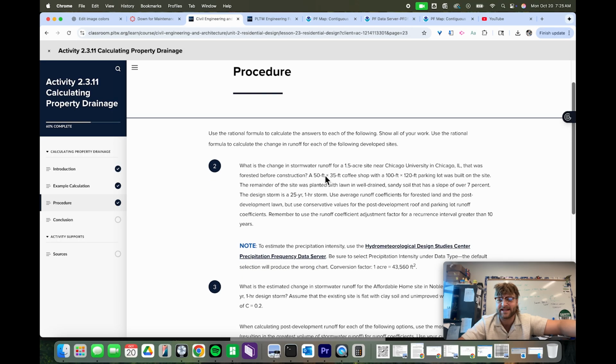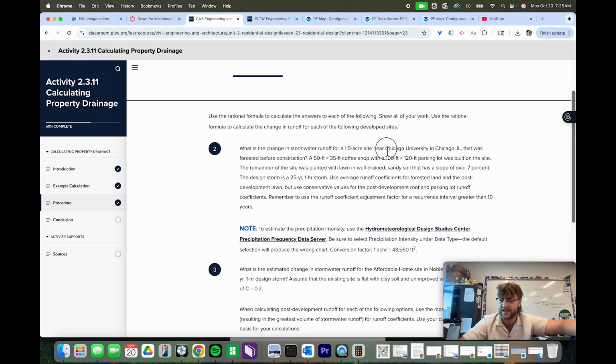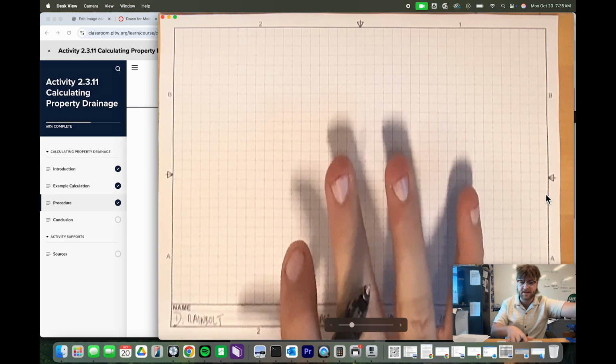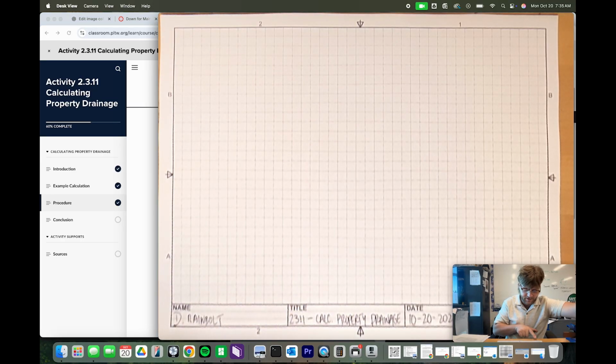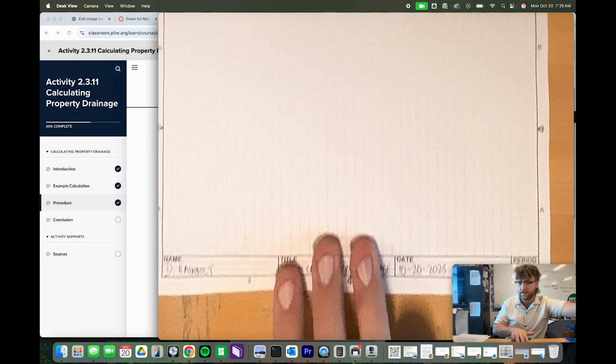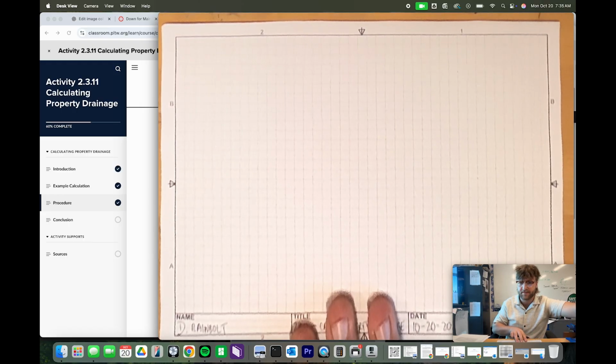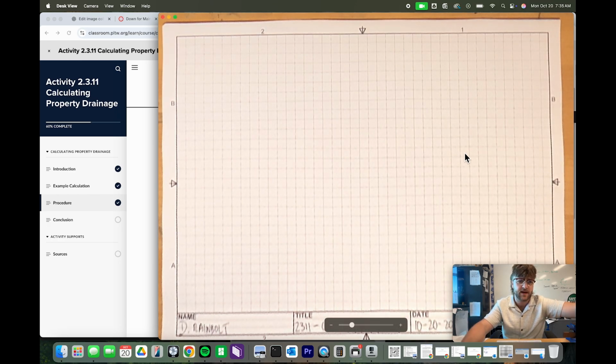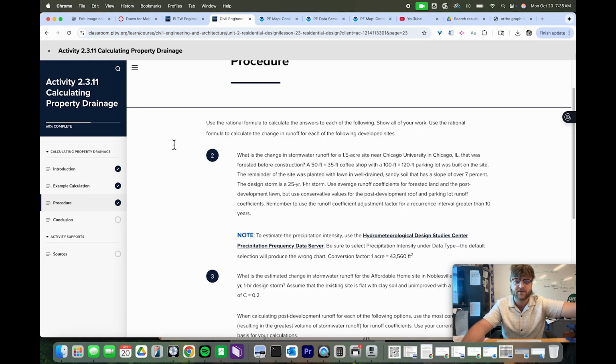So we're going to take into consideration where our location is. We were just talking about the actual Noblesville, Indiana location, right? But this is for Chicago University in Chicago. So let's keep that in mind. Down to business, we've got our workout here to take notes, put our name, the title, date, and also the class period in there. So I'm just going to be using this. Obviously, you guys will have your engineering notebook that you're going to be doing your documentation in.